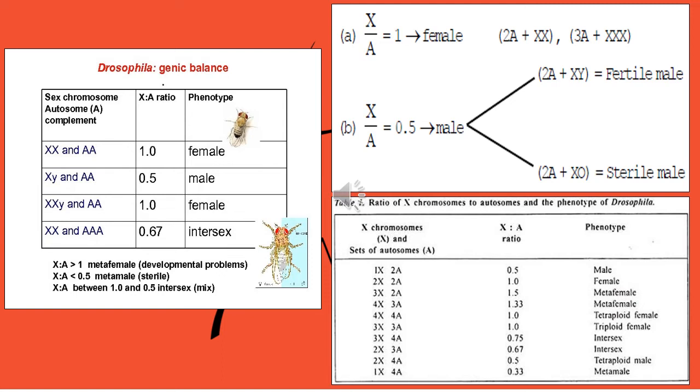Coming back to the image towards the left hand side, in the first section they have said that if double X chromosomes are present along with the autosomes, and the ratio is 1, then it is a female. If X and Y chromosomes are present along with autosomes, then obviously half the number of sex chromosomes are present in this individual compared to the previous one. Over here the ratio will be 0.5. That means this individual will be a male.